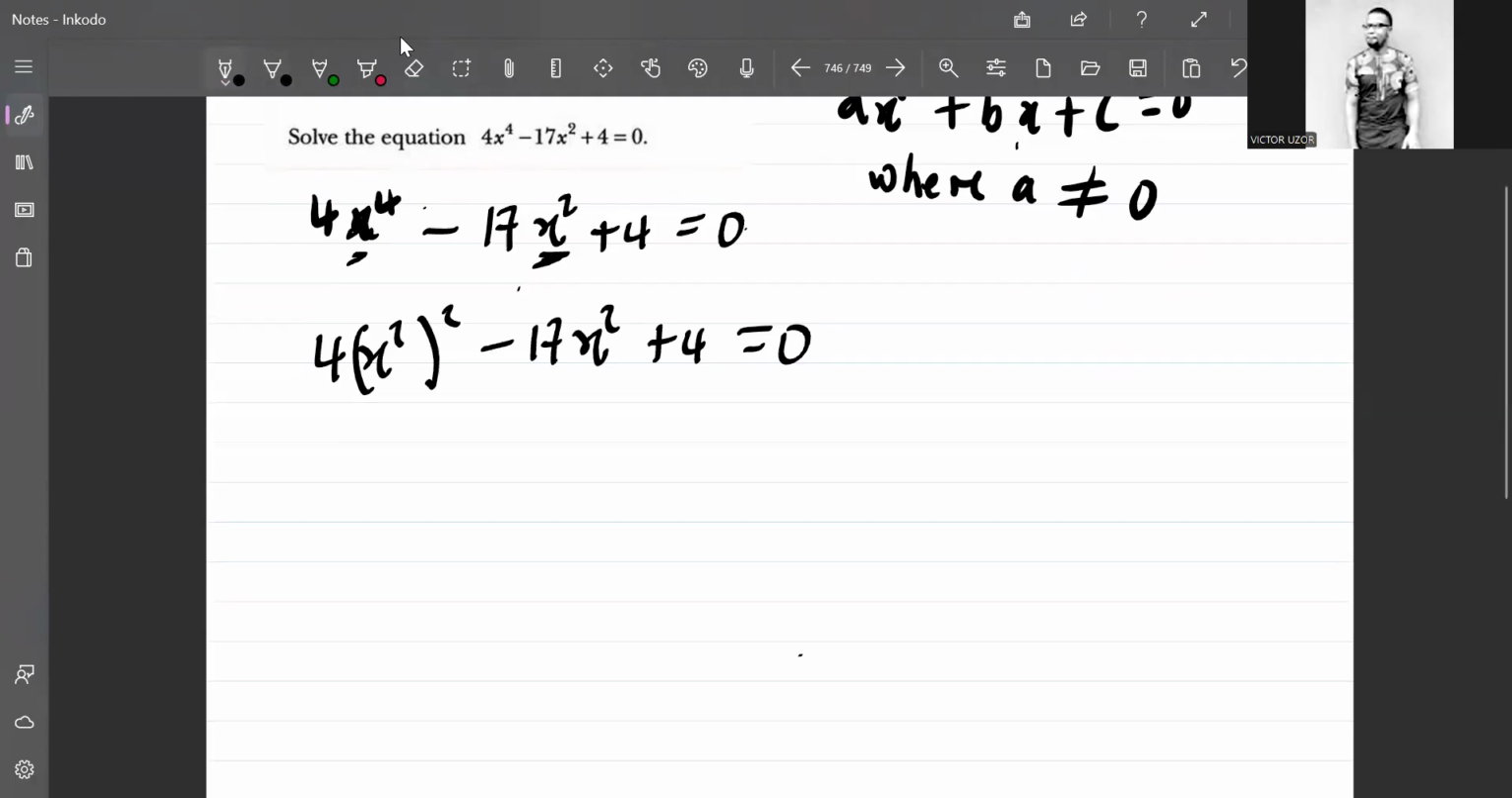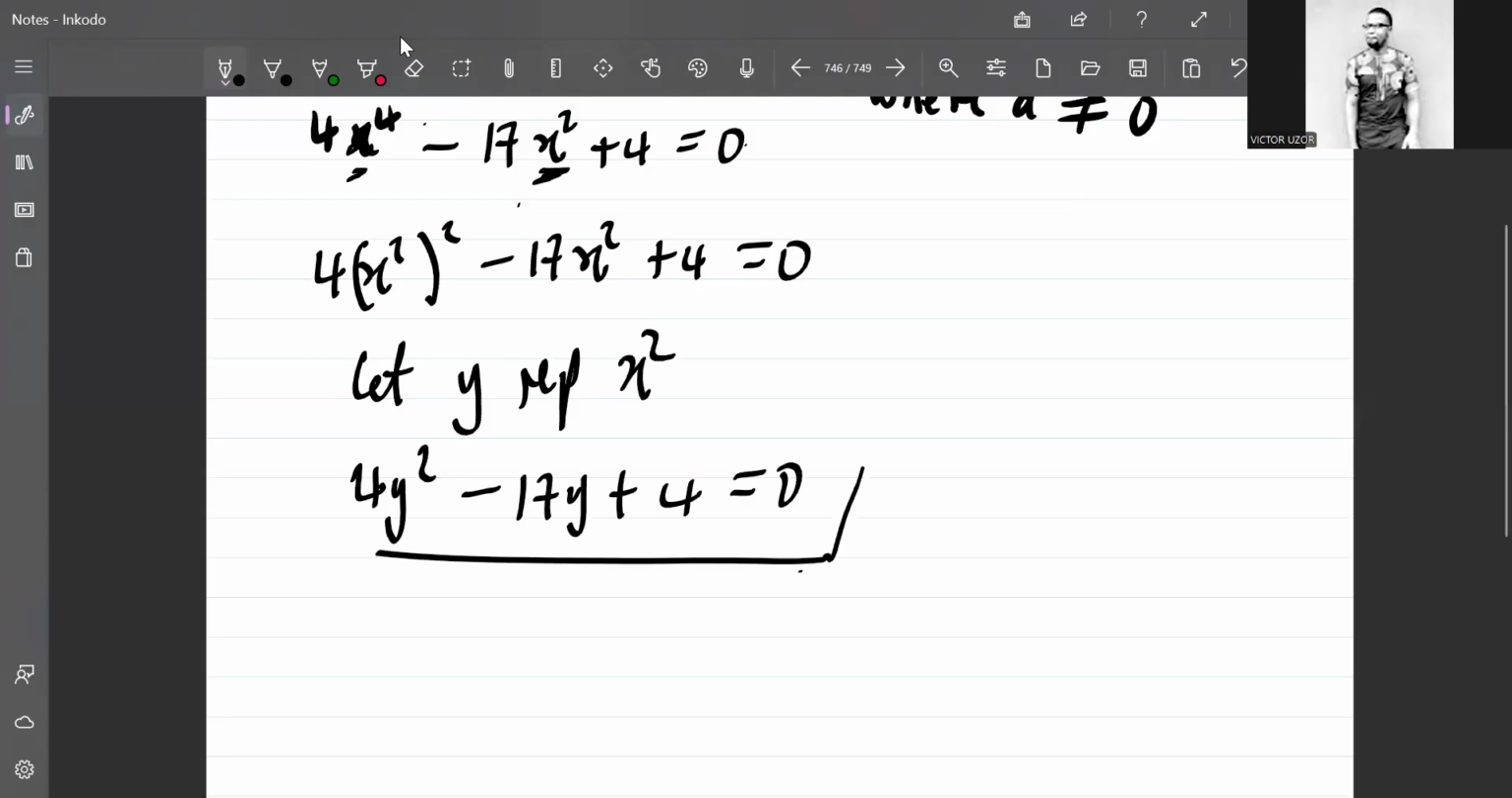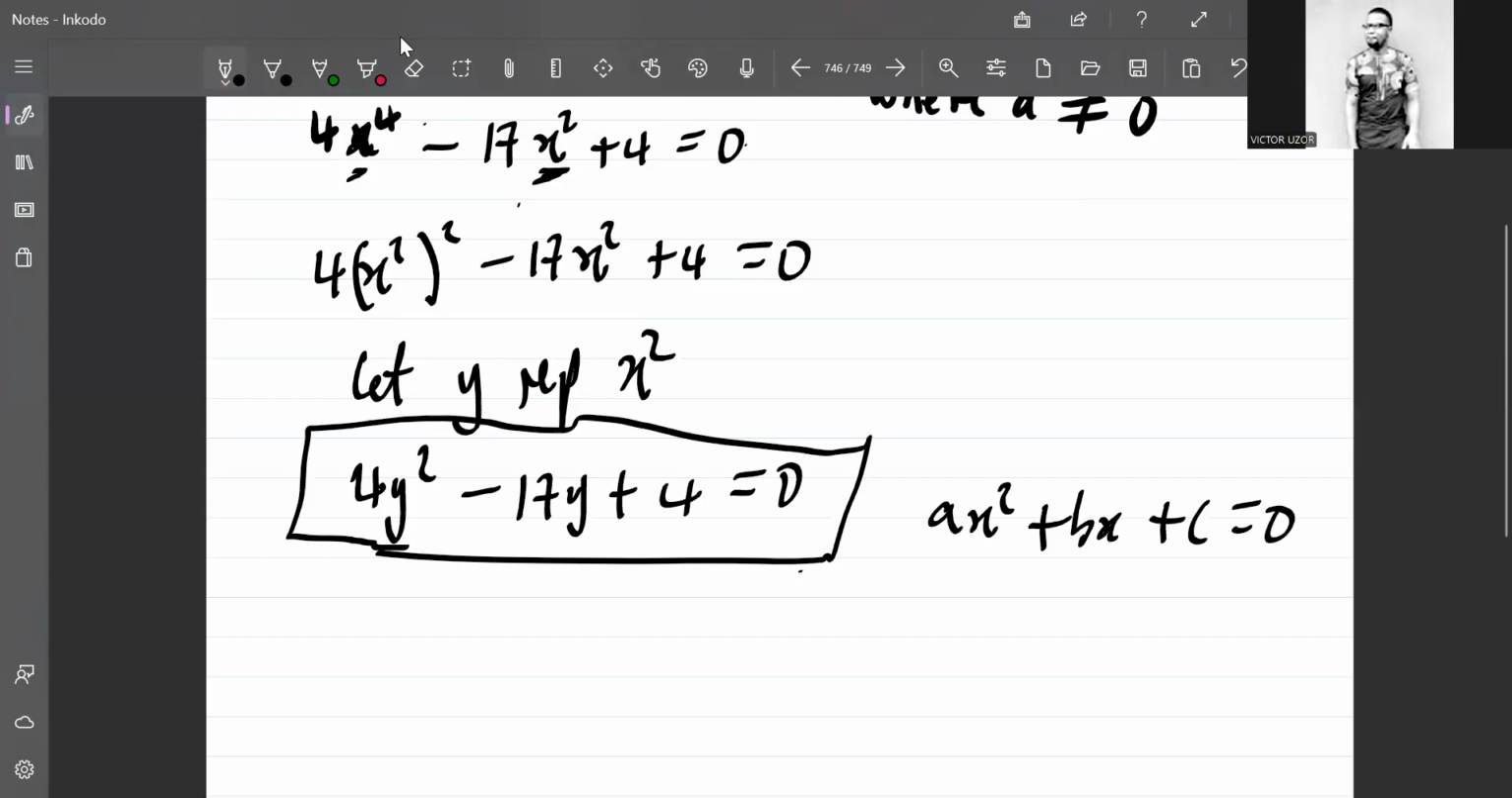So from here, you can now say, let y represent x squared. If y represents x squared, we have 4y squared minus 17y plus 4 equals 0. Cool. So something like this now is in the form of the quadratic equation that I taught you, which is ax squared plus bx plus c equals 0.